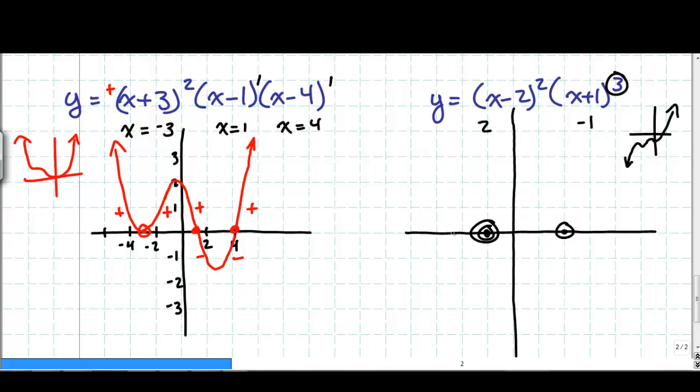Now watch what happens though. So it's going to come up, really flatten out, go up, come back down, and then go up again. So that's our quintic function.